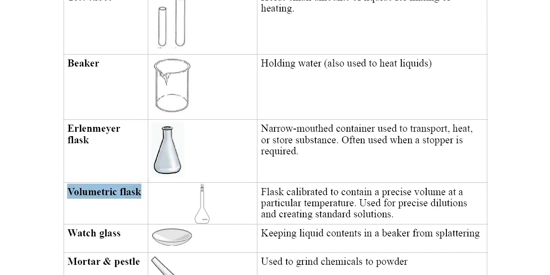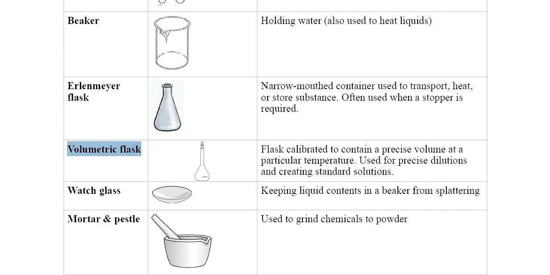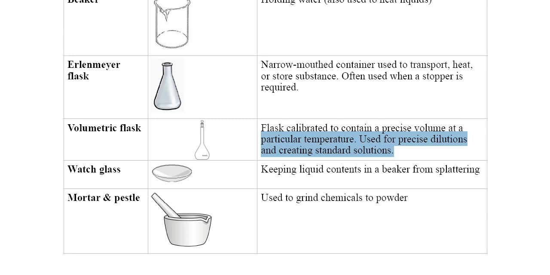Volumetric flask. It's used to contain a precise volume at a particular temperature, used for precise dilutions and creating standard solutions. Watch glass. It's used for keeping liquid contents in a beaker from splattering. Mortar and pestle. Used to grind the chemicals to powder.